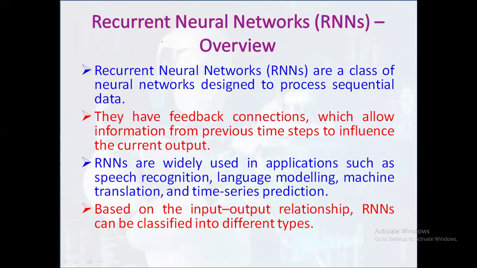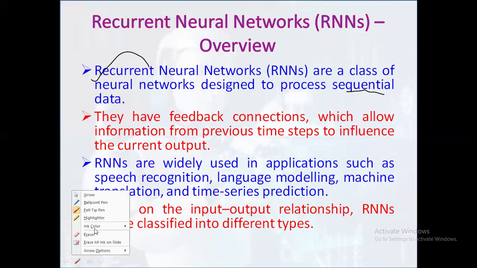Recurrent neural networks are a class of neural networks designed to process sequential data. Recurrent neural networks are specifically developed to handle data where the order of inputs matters. How many inputs we are going to give depends on the output in this recurrent neural network.